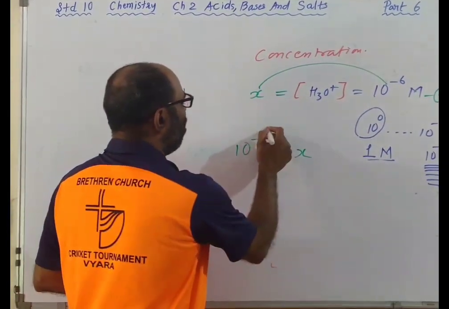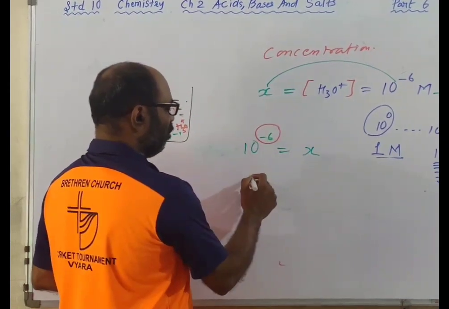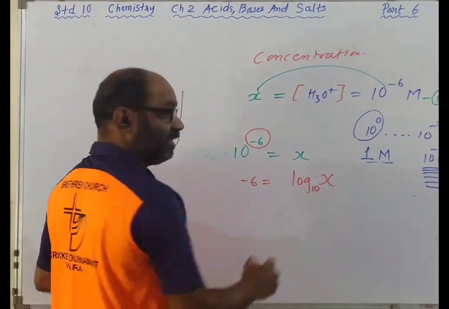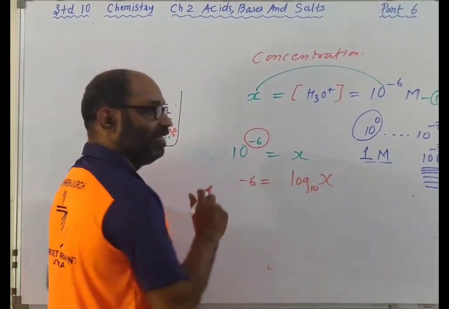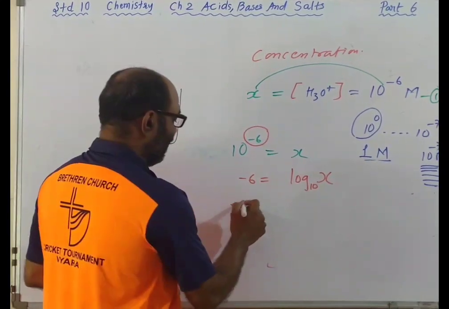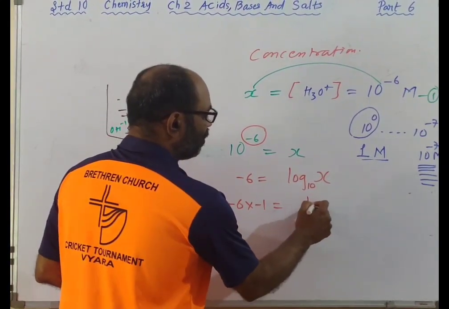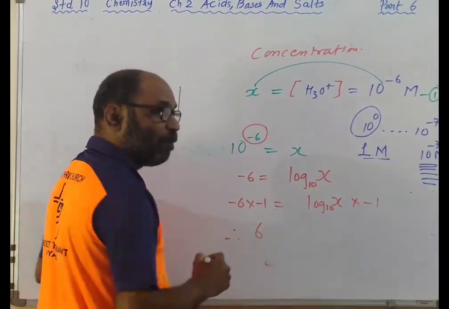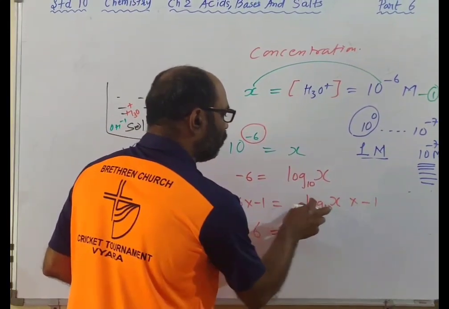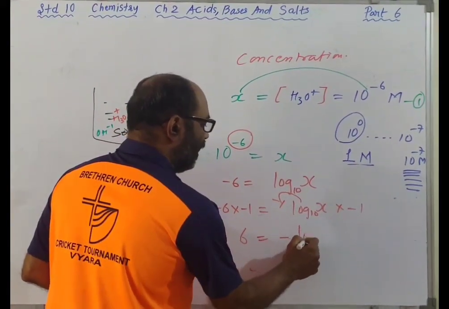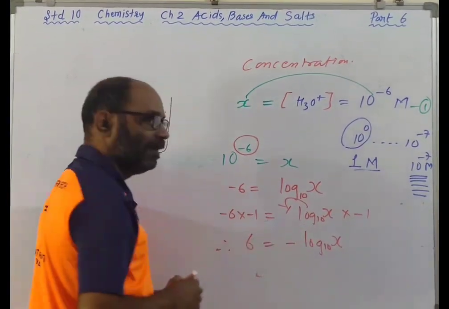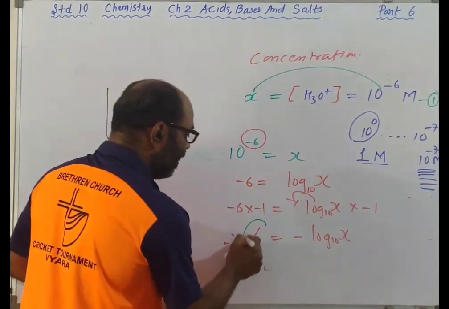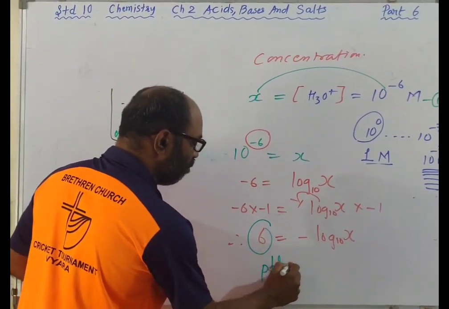Convert into logarithmic form. So the index minus 6 is equal to log of x to the base 10. Now value of logarithm should not be negative. So multiplying minus 1 on both sides, log of x to the base 10 multiplied by 1. 6 ones are 6, वो पॉजिटिव बन गया, और ये माइनस 1 log का कोएफिशिएंट बनेगा. So minus log of x to the base 10. Is that clear to you? Are you getting me? ये जो नंबर आया उसको कहते हैं pH.